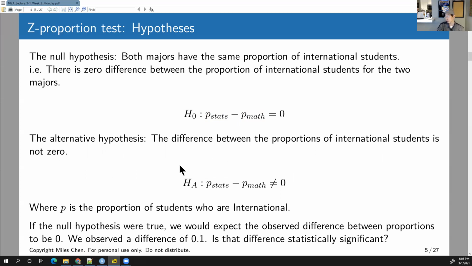The alternative hypothesis is that the difference between proportions is not 0. P stats minus p math is not equal to 0. Is that what we're going to say here? All right.